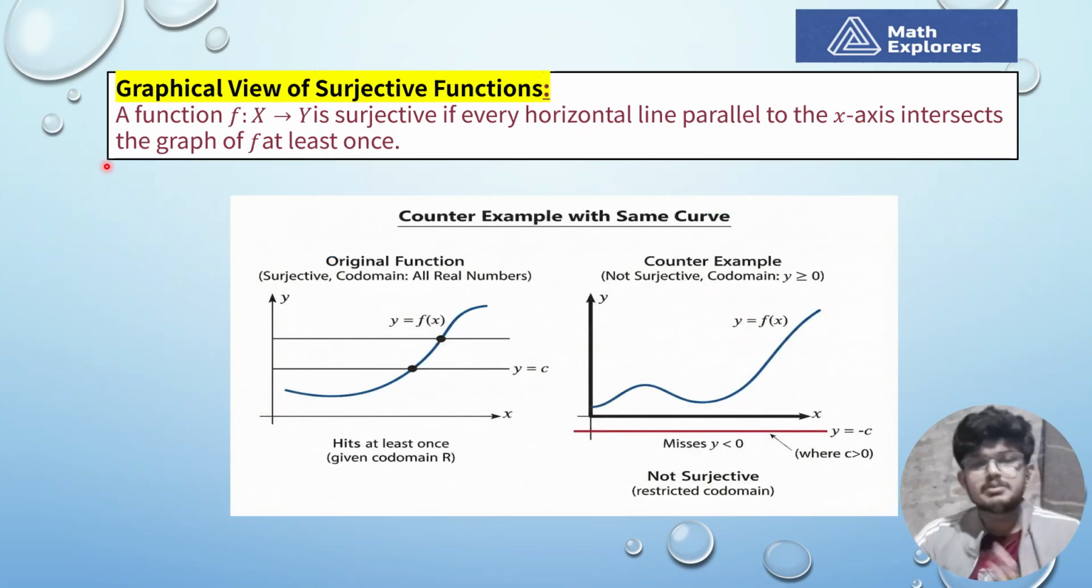Similarly, इसका भी graphical view देखते हैं. A function f such that x to y is surjective if every horizontal line parallel to the x-axis intersects the graph of f at least once, and for injective it is at most once. तो पहली वाली कर्व अगर देखोगे, here codomain set is all real numbers and this curve is continuous. यहाँ पर कोई ending नहीं है. So कोई भी अगर हॉरिजॉन्टल लाइन ड्रॉ करते हो तो कोई ना कोई एटलीस्ट वन पॉइंट पे काट करेगा.